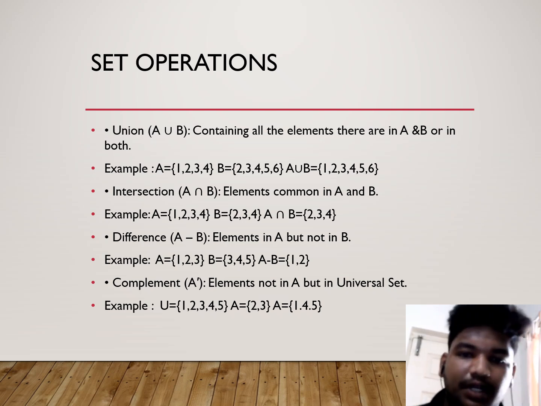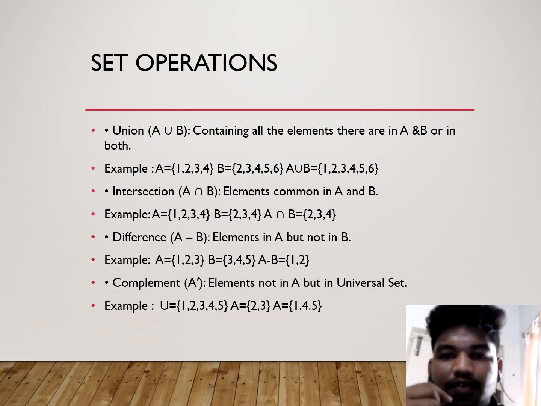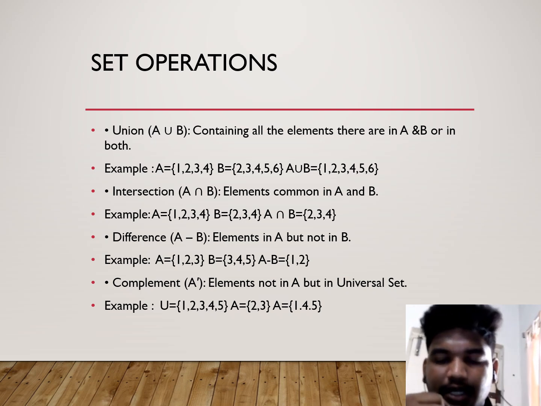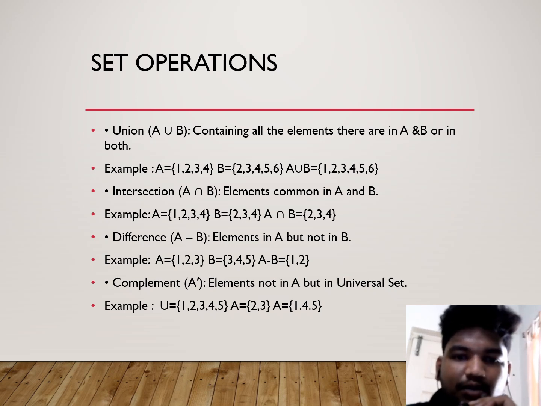Now another one is intersection. Elements that are common in the two sets. If we have set A and set B, the elements common to both sets is called the intersection. Here you can see the example. A equal to 1 2 3 4 and B equal to 2 3 4. A intersection B equal to 2 3 4. Like this we can write the intersection of two sets.